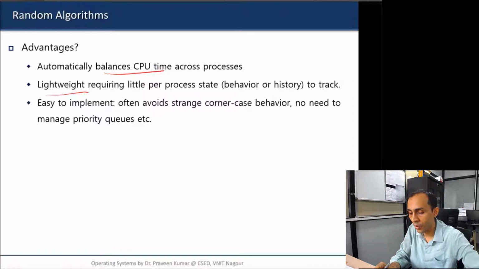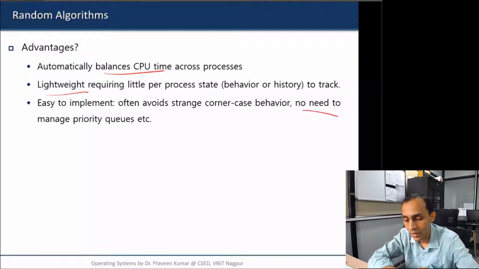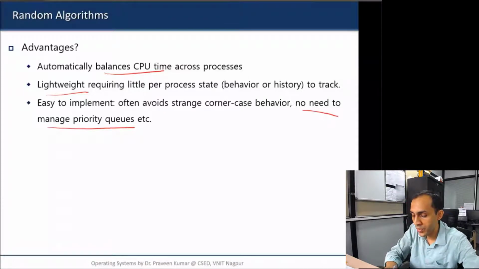You no need to manage priority queues. For MLFQ, you have to basically implement some kind of queuing data structures, priority queues, and all that. But here you don't need anything like that. And also you can avoid corner case behavior.